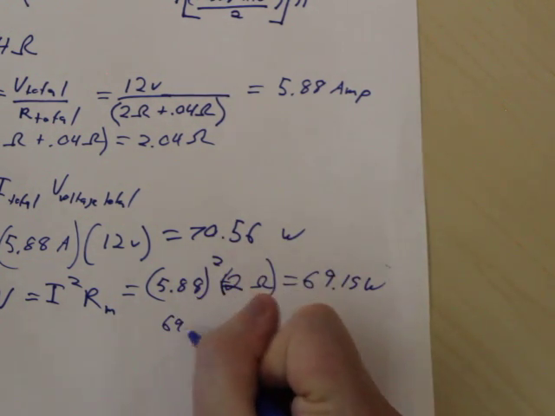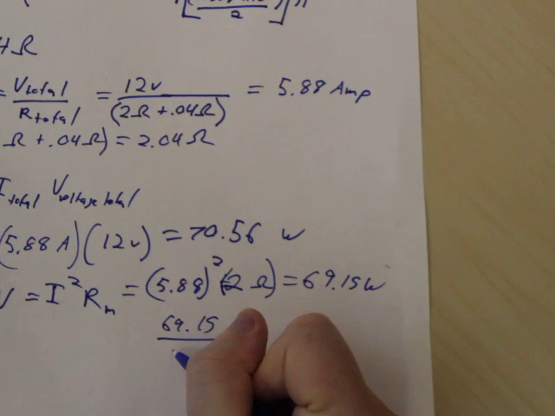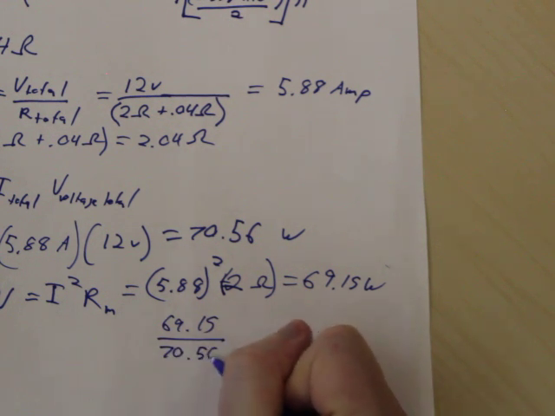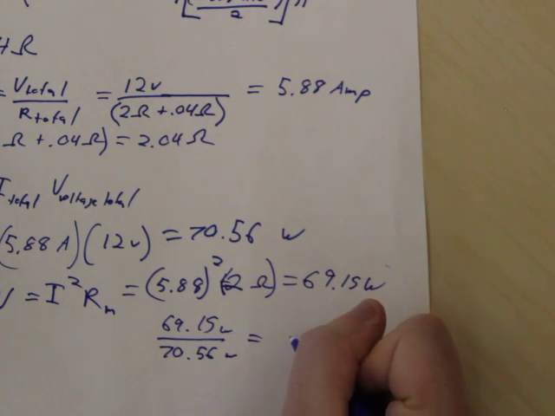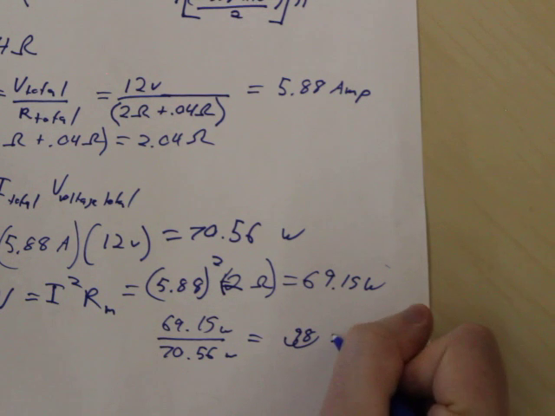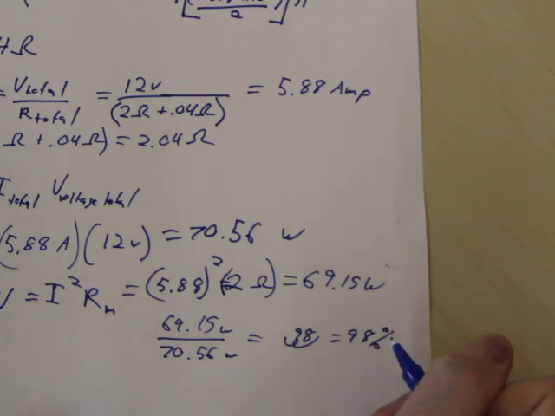And so what is this percentage of this? If you do 69.15 over 70.56, and that's in watts, equals what? It should be 0.98. Move the decimal 2, so that's the percent, equals 98%.